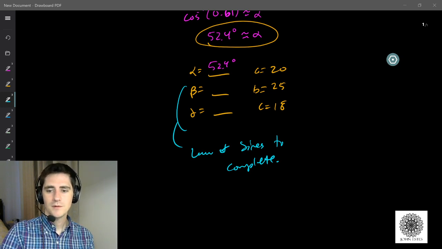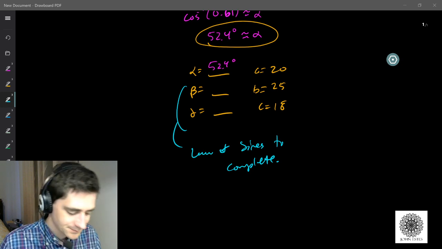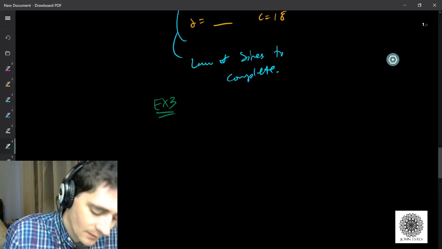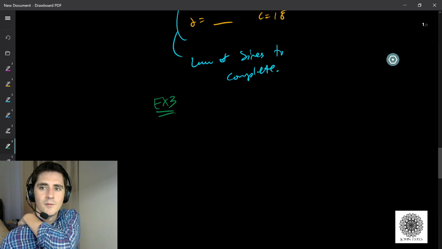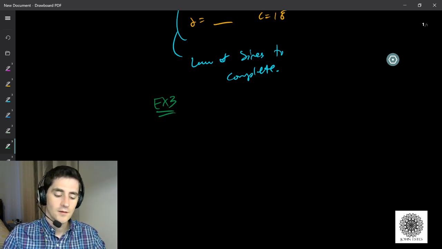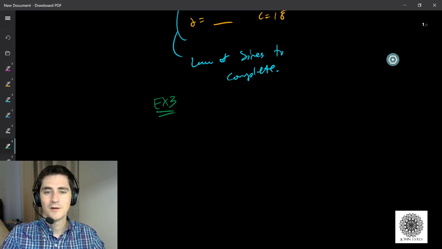Alright, why don't we look at an example where we actually have an application, because I think that helps it feel a little bit more real. So this is example 3 here. And here's what we have. We're looking at GPS towers. And this is in the book, so let me just read it. I'm not going to write it all out, okay?